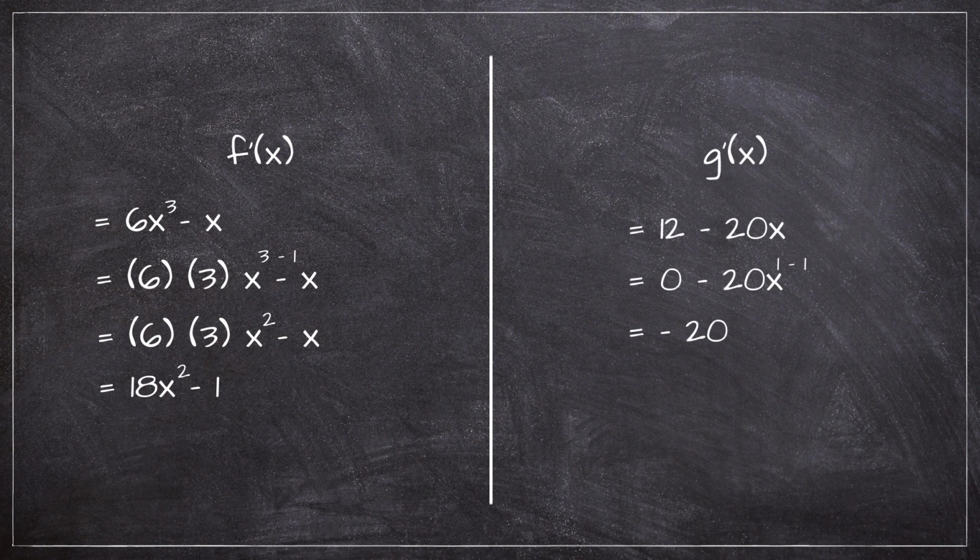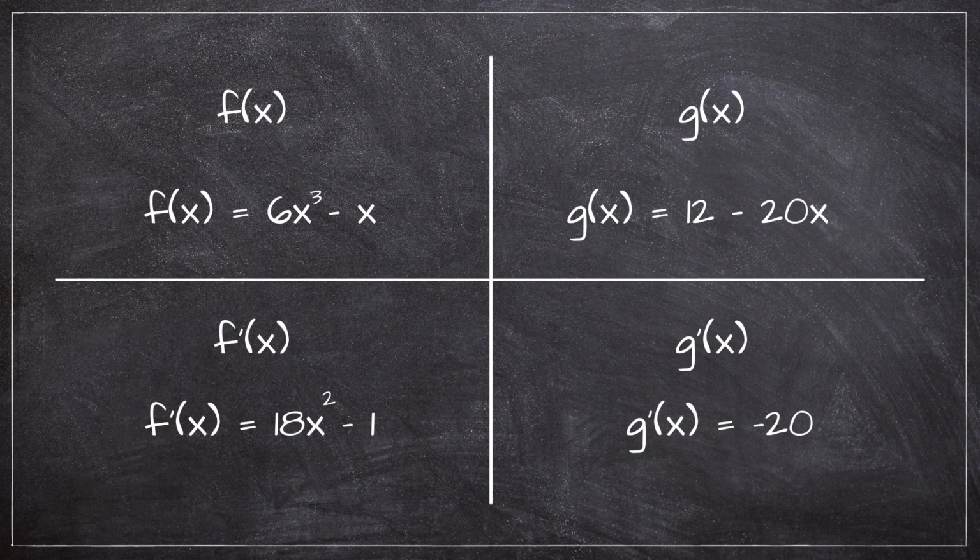Next, we should find the value of g prime of x by taking the value of g of x, which is 12 minus 20x. For the constant 12, we will be using the constant rule, which says that the derivative of any constant is always 0. So since 12 is a constant, the derivative is 0. On the other hand, we will use the power rule for negative 20x, since the exponent of x is 1 and we are taking away 1 according to the power rule, only negative 20 is left.